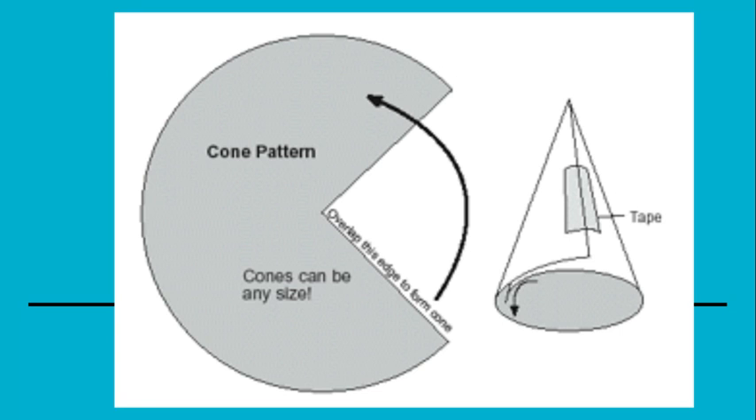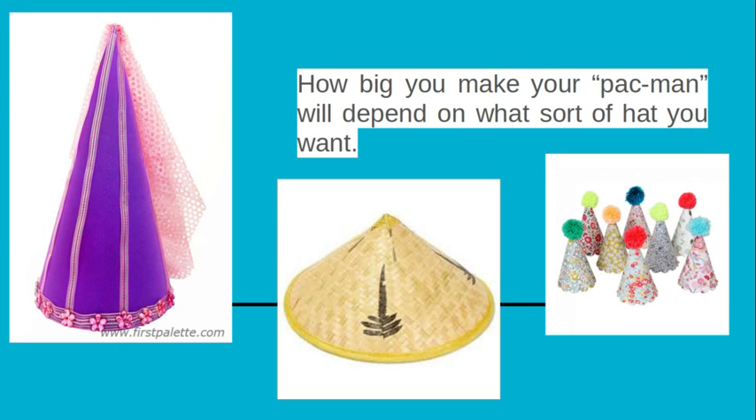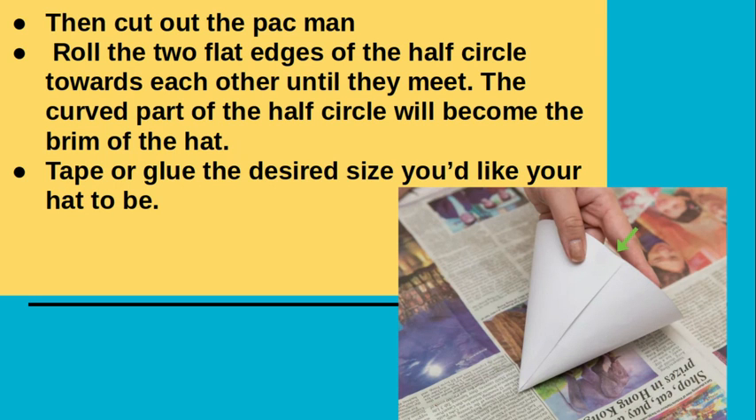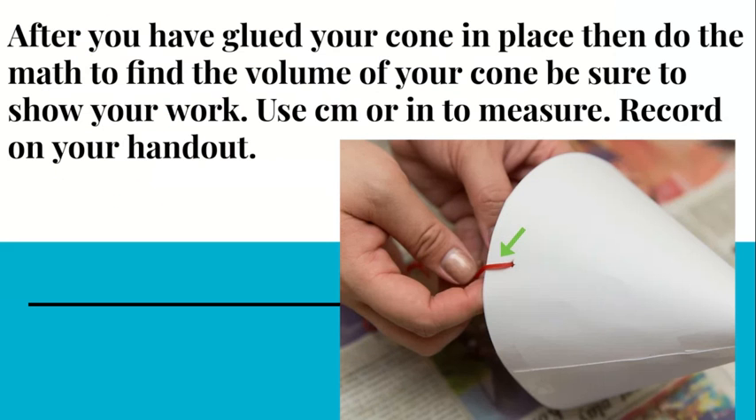Okay. So once you overlap it, you can tape it. You can always do a small Pac-Man mouth and then cut more later so that you can see how big you want your hat to be. So that's going to depend on the party hat that you want. In order to get that big princess hat, you need a really, really big piece of paper, just so you know. Okay, so then you're going to cut out the Pac-Man, you're going to roll it, and then you're going to tape it or glue it, and you now have your hat.